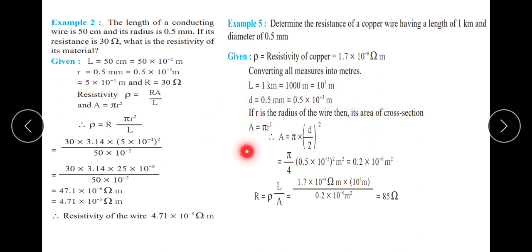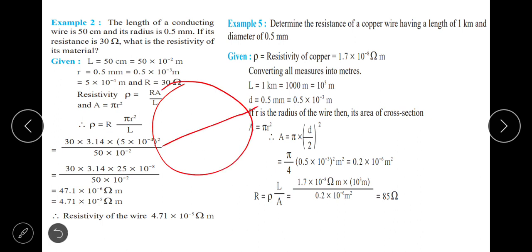Calculate the value of area first. Again, it is a copper wire with diameter given. From the diameter, calculate the radius. Or else you can also take it as r is equal to diameter by 2. Since everyone knows, if there is a circle, this is a diameter and half of it is a radius. So diameter is given, so you take the diameter and divide it by 2. So you will get the radius. Simply get the value of area.